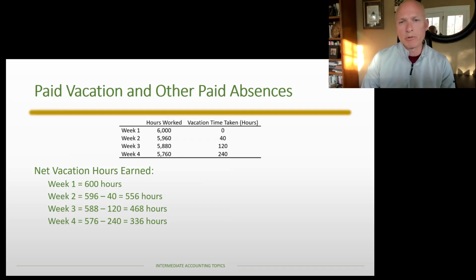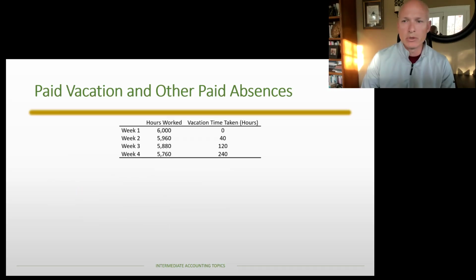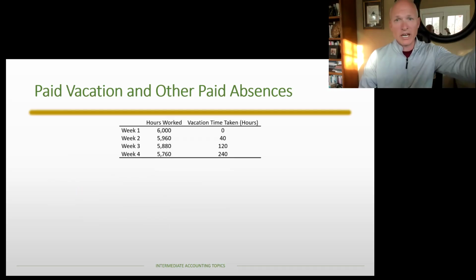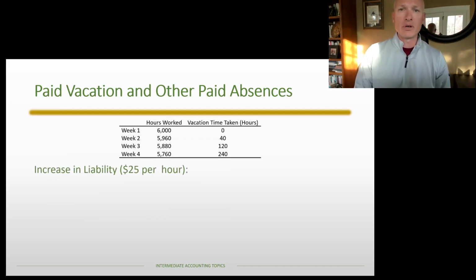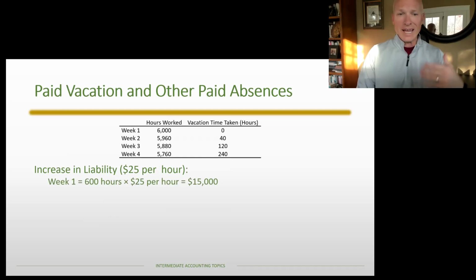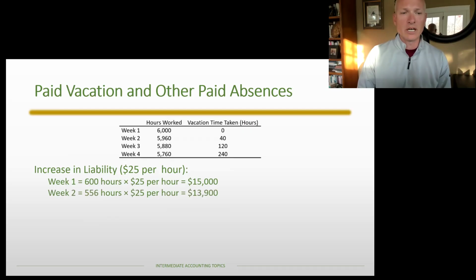And that net hours earned number becomes the important number that we're going to use to increase that liability. Again, we're trying to figure out, remember, there's a compensated absence. I'm going to have to pay employees in the future, even when they're not working. And so the increase to the liability is the journal entry. And so in week one, the net increase in vacation time was 600 hours at $25 per hour. That's a $15,000 liability. In the second week, it's 13,900. In the third week, it's 11,700. And in the fourth week, it's 8,400.